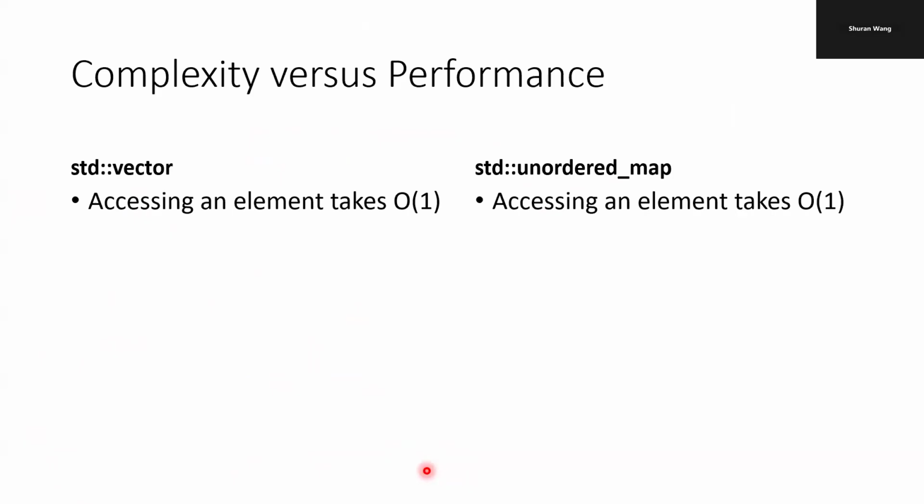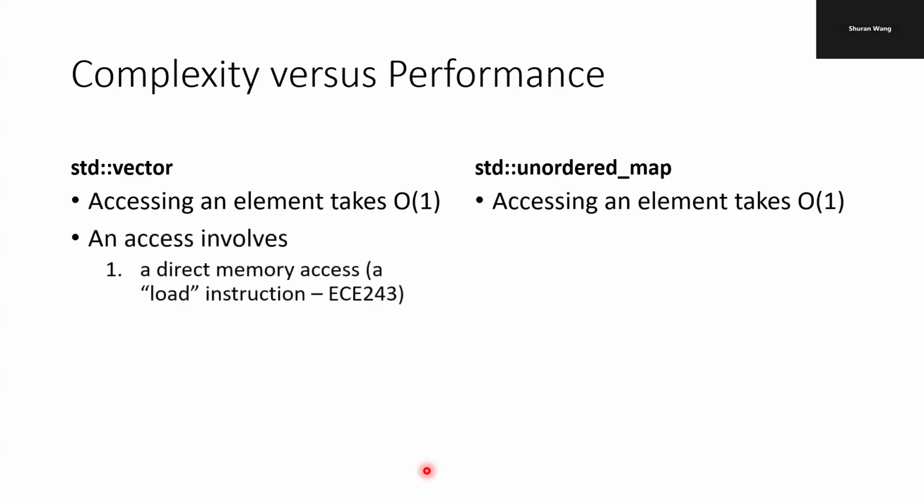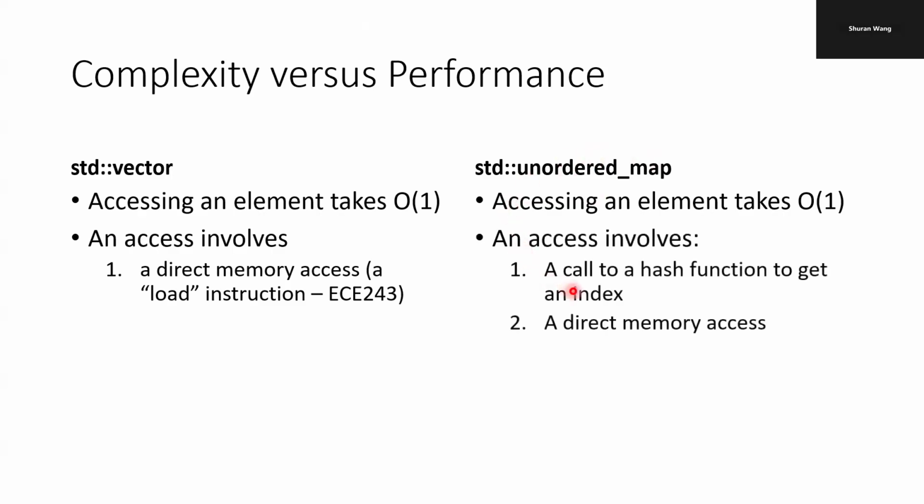Both of them have O(1) complexity, but for a vector, an access involves a direct memory access: load the starting address of the array with an offset. So it's a single direct memory access. On unordered map, it first needs to call a hash function to get an index and then do a direct memory access. And the hash function could take long, at least longer than a single memory access in the vector.